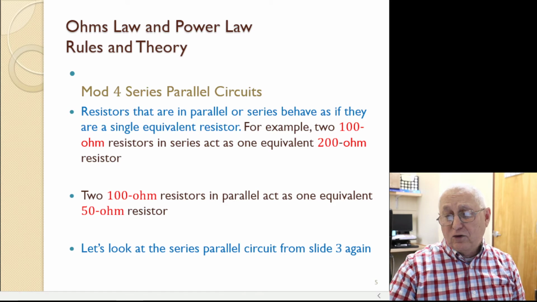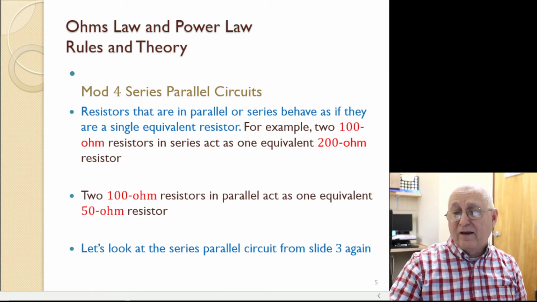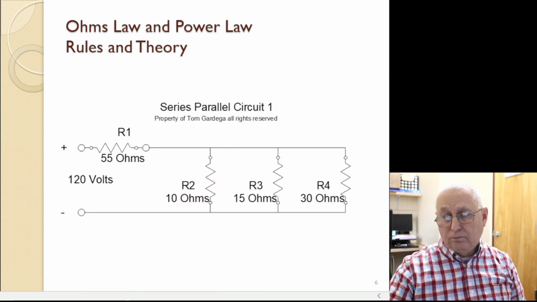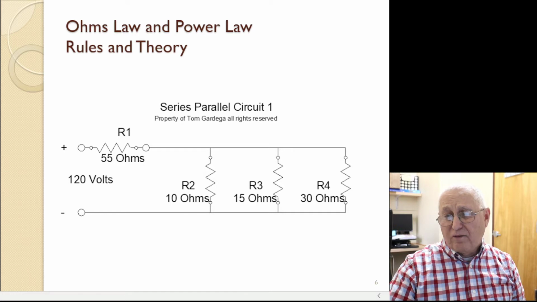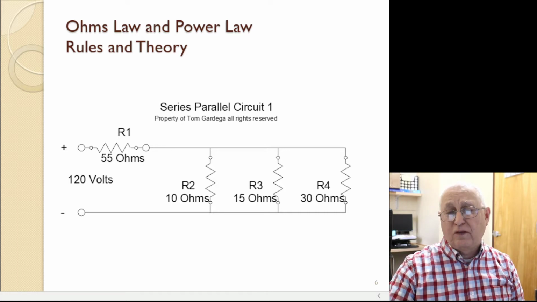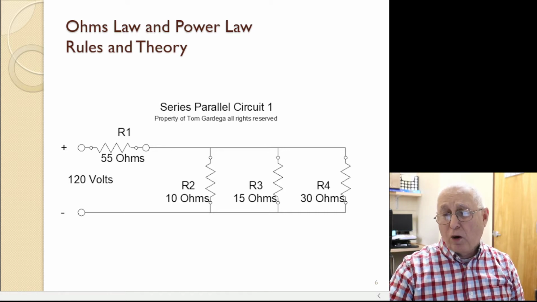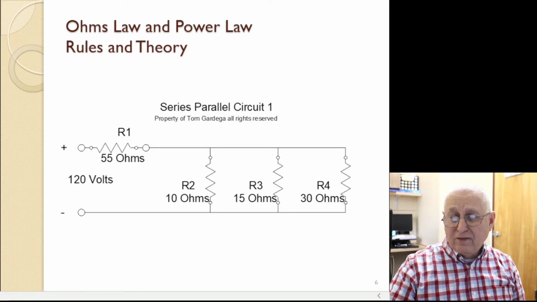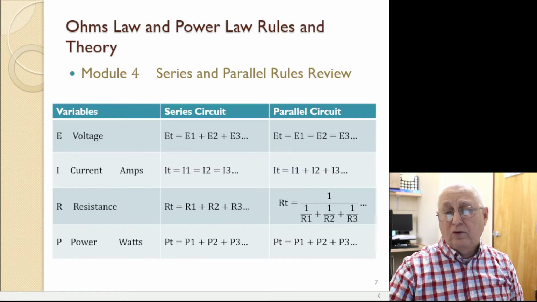Let's look at the series parallel circuit again from slide number 3. Here we have three resistors in parallel, a 10 ohm, a 15 ohm, and a 30 ohm, and we have in series with this parallel section a 55 ohm resistor, R1. These three act as if they're one resistor, and this in series with these three, once we find the equivalent resistor, will act as one resistor.